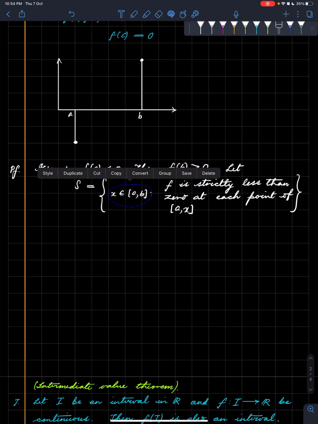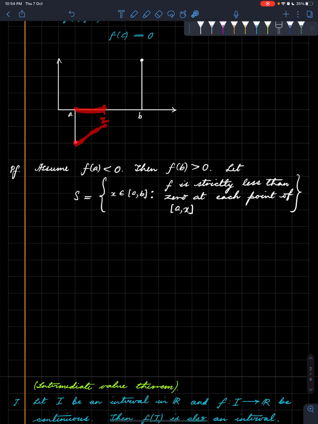One should stare at this definition for some time and figure out what this is trying to say. Basically, suppose x is in S, then what it is saying is that on this entirety of this interval, the sign of the function remains negative. Basically, it does not cross the x-axis anywhere here. That is what this definition is. And clearly, a is in S. That's trivially in S because f(a) is less than 0.